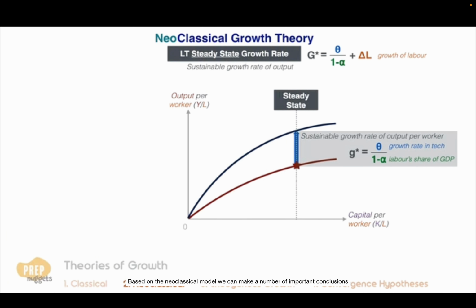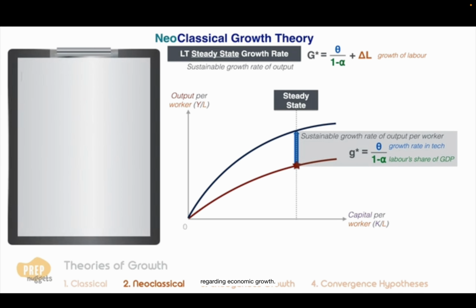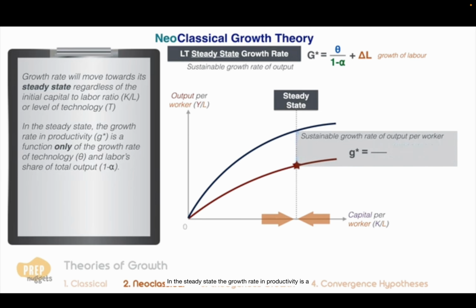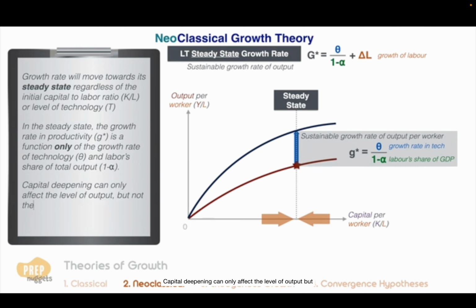Based on the neoclassical model, we can make a number of important conclusions regarding economic growth. Firstly, an economy's growth rate will move towards its steady state regardless of the initial capital to labour ratio or level of technology. In the steady state, the growth rate in productivity is a function only of the growth rate of technology and labour's share of total output. Capital deepening can only affect the level of output, but not the growth rate in the long run.